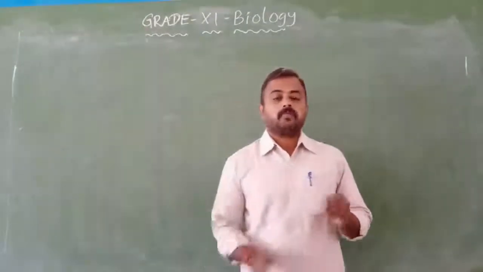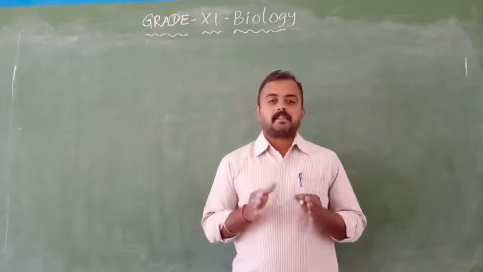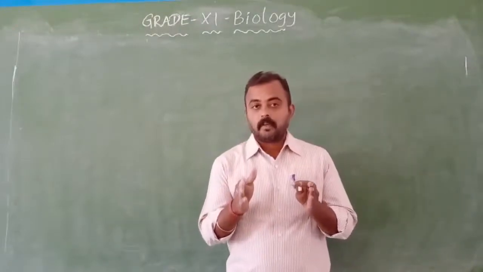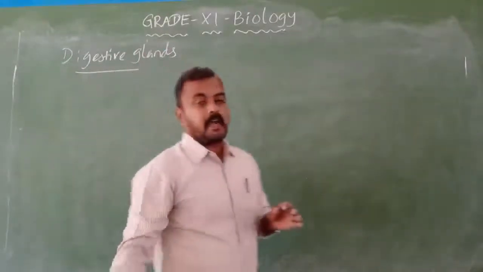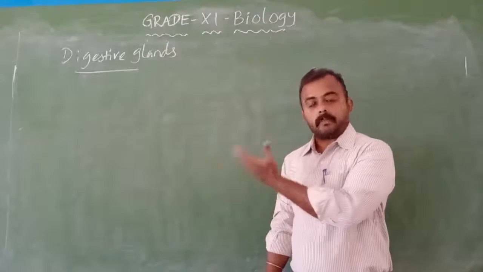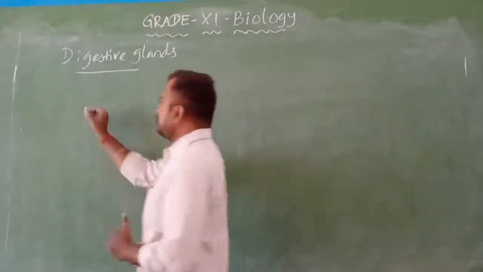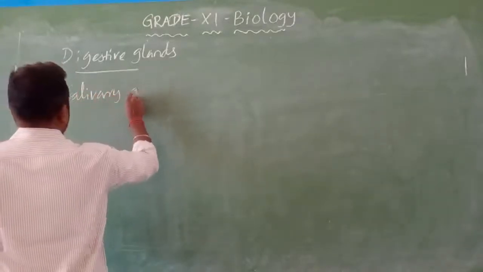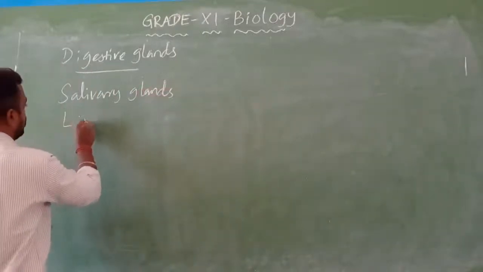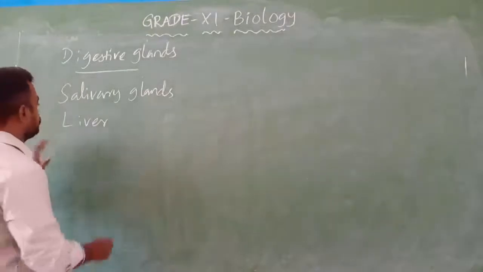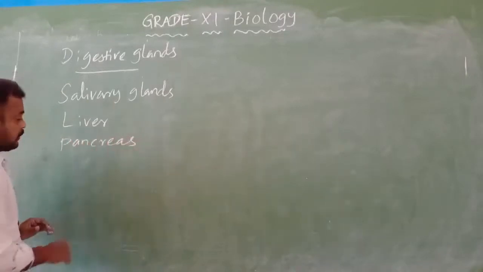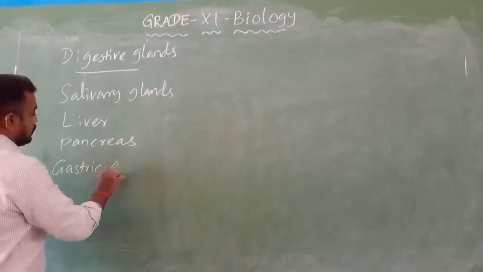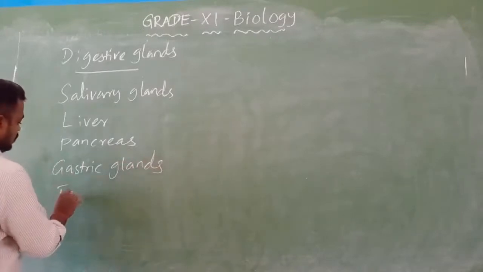Today we are going to start with a new topic, digestive glands, because it is part of the digestive system. The digestive glands are associated with the alimentary canal. What are the digestive glands we have? Tell me. Salivary glands. Next one, liver. The liver is the largest gland in our body. The next one, pancreas. Then gastric glands. Then intestinal glands.